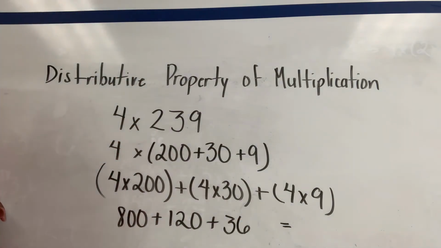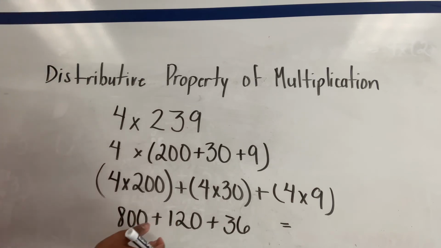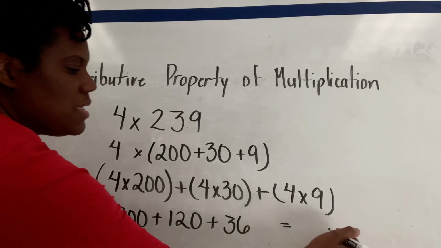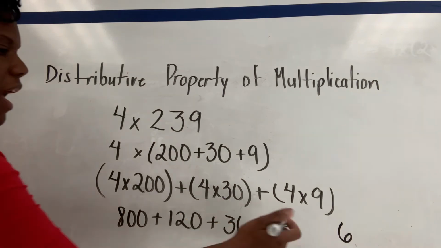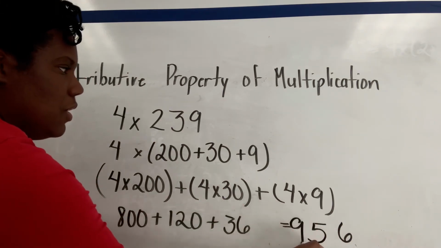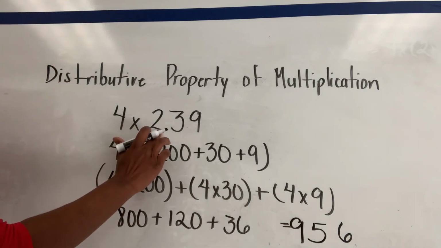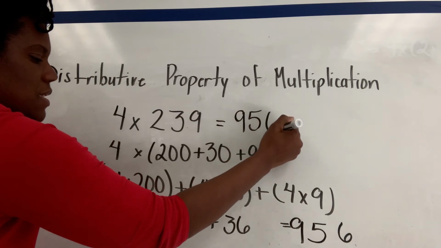And you'll see that most of your students will add them up as an expression, which is fine. Most might even add them up as an equation, as you could see. So I'm going to add them up as an equation. 0 plus 0 plus 6 is 6. 3 plus 2 is 5. And of course, 1 plus 8 is 9. So 4 times 239 is 956.